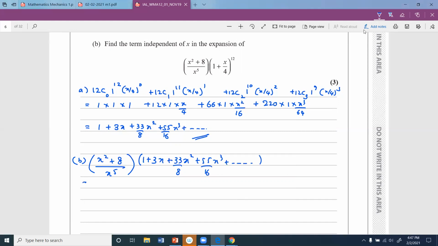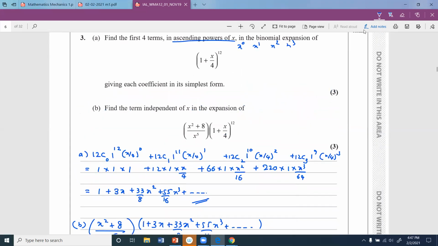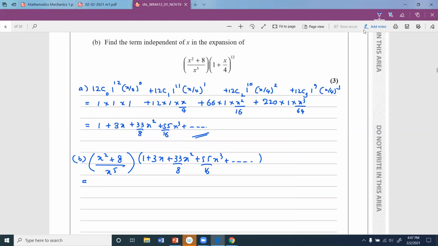Then I'll simplify this. No, I think we need to work out another couple of terms. It's a 3-mark question. First 4 terms, x to the power 3. If you just do this, it turns up to 8 over x to the power 5. Then over here, 3x plus 33 over 8 x to the power 2 plus 55 over 16 x to the power 3.